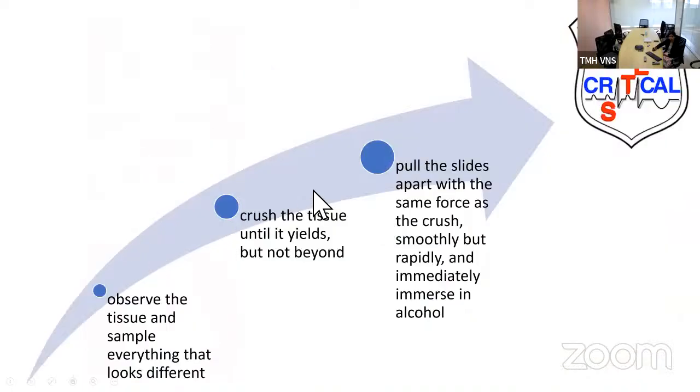So what are the critical steps? First and foremost, observe the tissue and sample everything that looks different. Touch the tissue until it squishes, but not beyond that, because if we give more pressure, it is likely to damage the nucleus and there will be shearing artifact. But it should not be too little pressure either, because we have to break the matrix. Otherwise, we will not get any good smear. Pull the slides apart with the same force as the crush, smoothly but rapidly, and immediately immerse in alcohol.